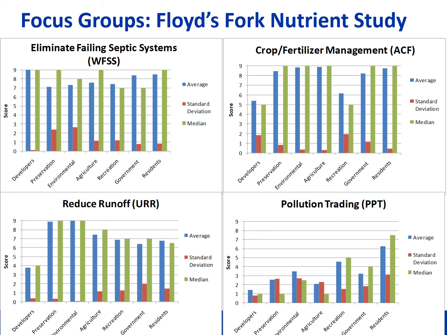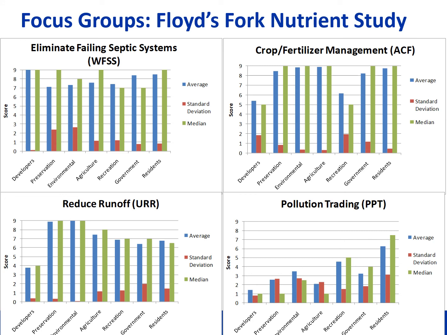Here you can see how various groups responded differently to 4 of the 20 practices examined. The blue bars are the average, green is the median, and red is the standard deviation in the responses, based on a 9-point Likert scale of support. You can see that, in the top left, eliminating failing septic systems was supported across the board. Some of the comments included, quote, obviously anybody would want failing septic systems corrected for the area. Quote, potential problems with the strategy will always be the cost and then compliance, basically getting people to do this.